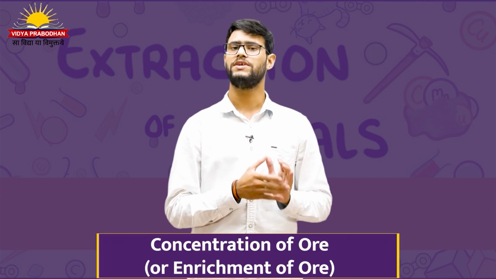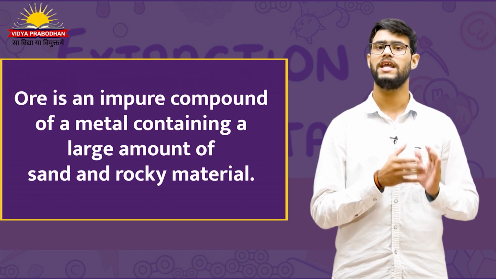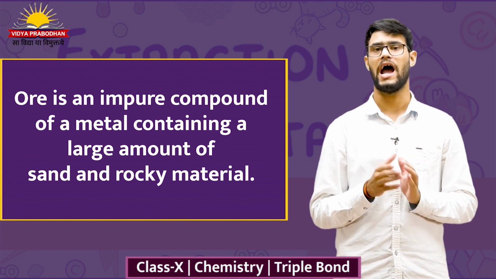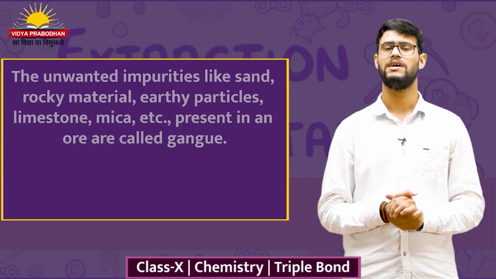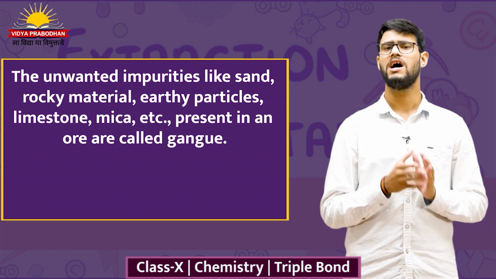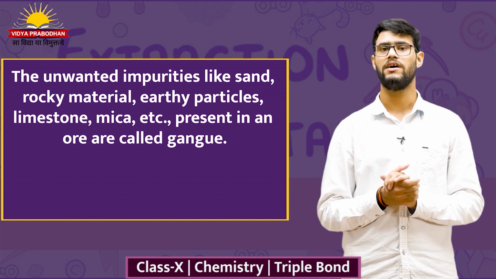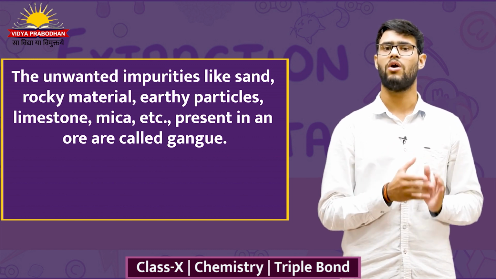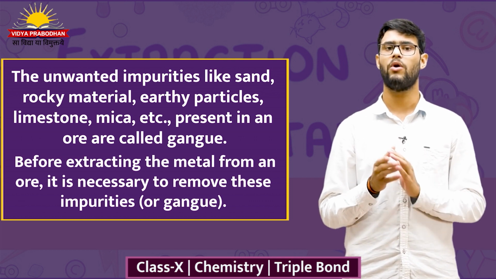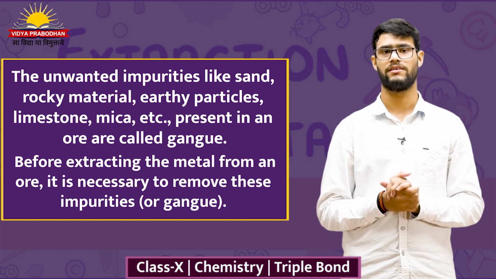First, concentration of ore or enrichment of ore. Ore is an impure compound of a metal containing a large amount of sand and rocky material. The unwanted impurities like sand, rocky material, earthy particles, limestone, mica, etc. present in an ore are called gangue. Before extracting the metal from an ore, it is necessary to remove these impurities or gangue.